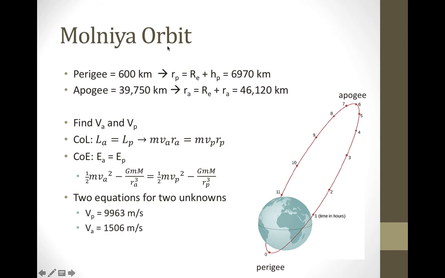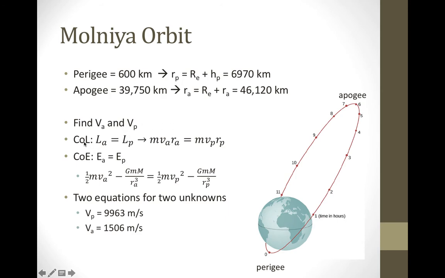Now, one example of an elliptical orbit is what's called the Molniya orbit. That was used by the old Soviet Union for communications satellites, and it was a highly elliptical orbit. The apogee was at a much, much greater altitude than the perigee was. And what we could then use is the conservation of energy and the conservation of angular momentum to find out how fast the satellite was going up here at the apogee and how fast it was going down here at the perigee. So we can find these two velocities.